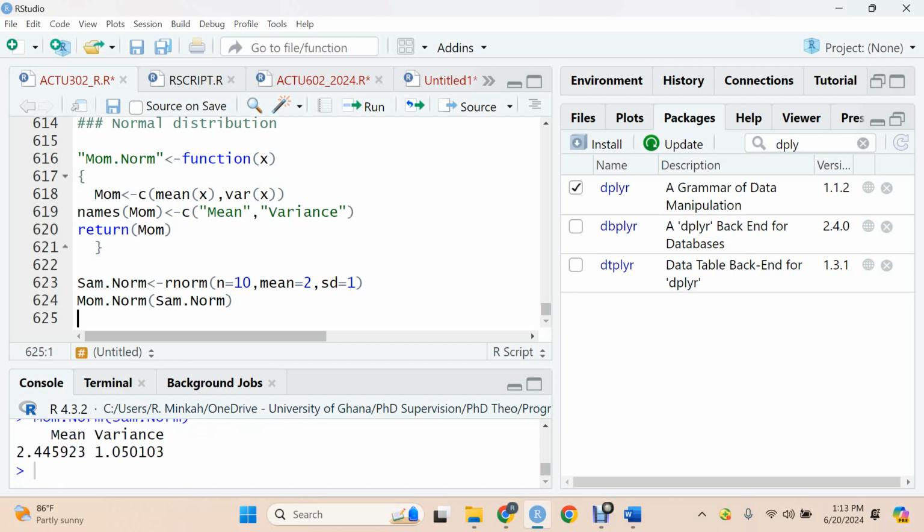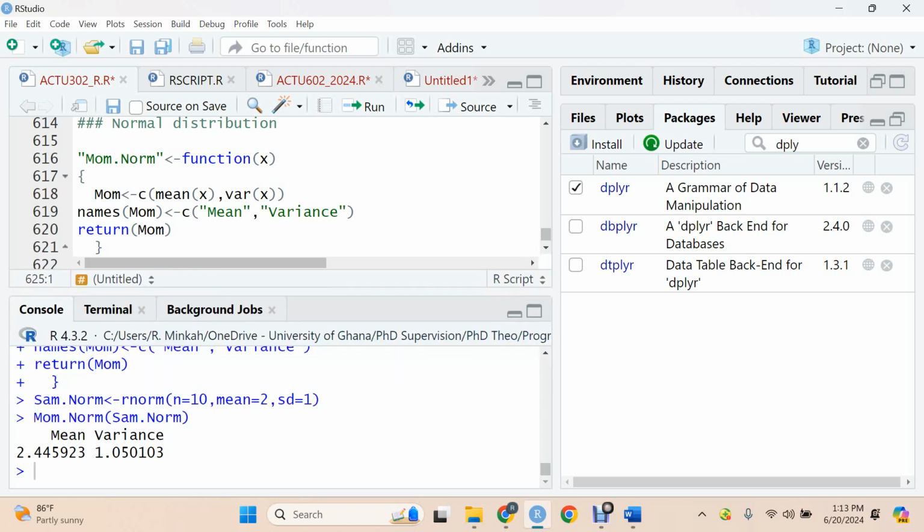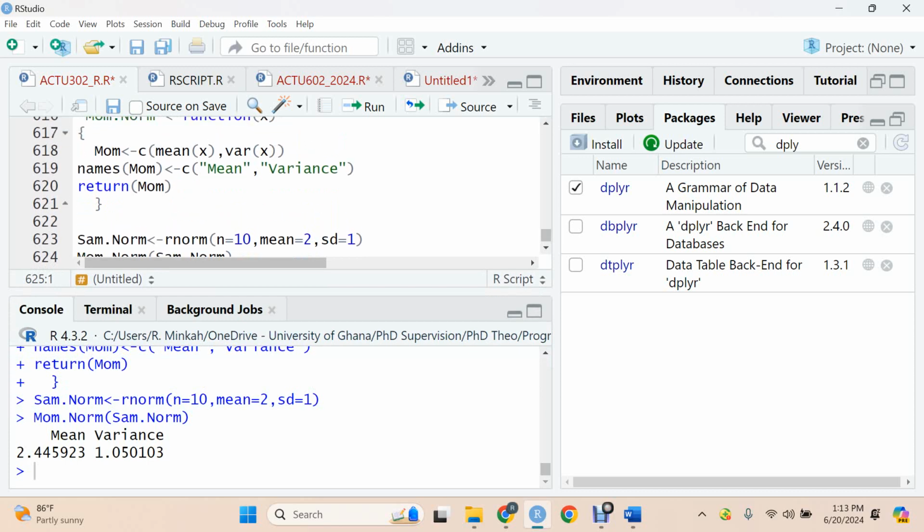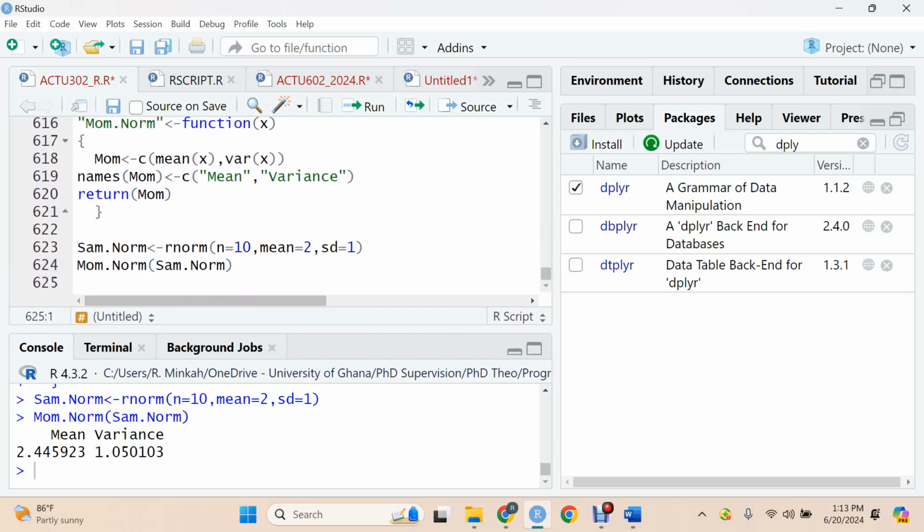Yeah, so that's it. So please take note of this. We generated 10 observations from the normal distribution, and then we use the method of moment estimator to estimate the parameters. So the parameters are what? 2 and what? 1. We use the method of moment estimate, and this is 2.4 and 1.0. So that's the sample estimate.